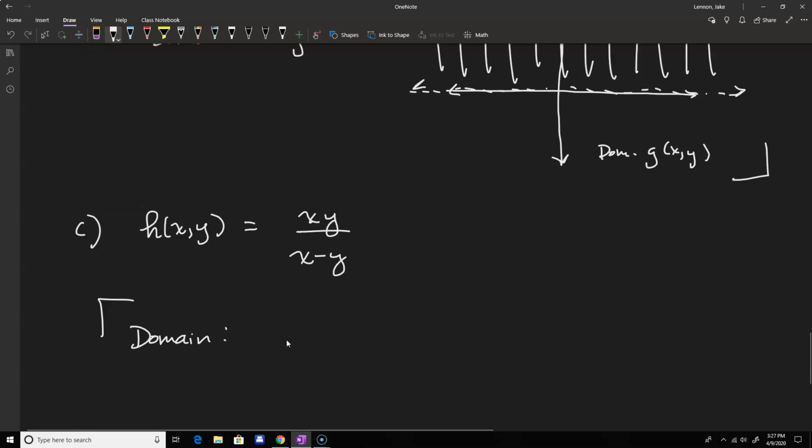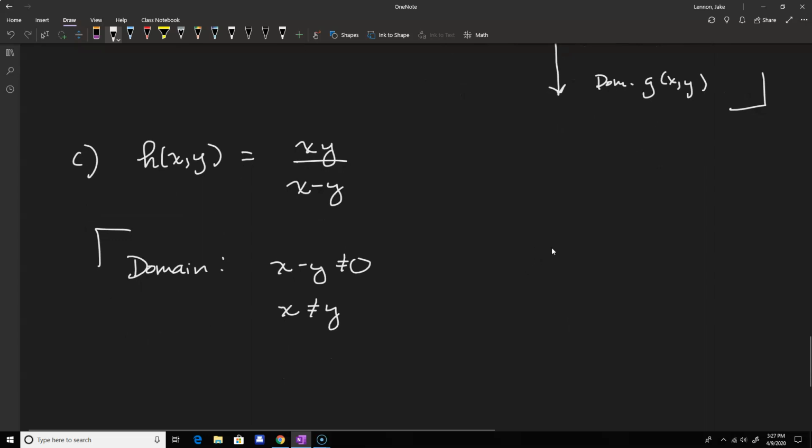So here the domain is just going to be given by x minus y cannot equal 0, which means x cannot equal y if you add y to both sides. So the only problem here would happen if x is equal to y. So the domain is just x cannot equal y.